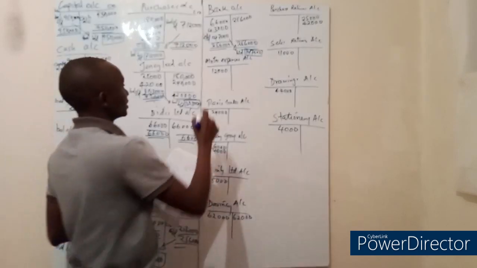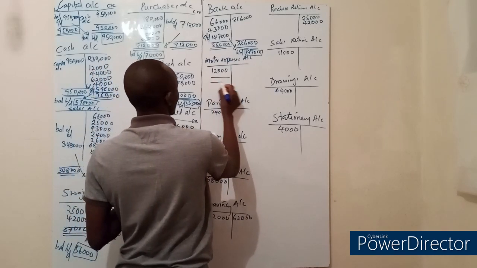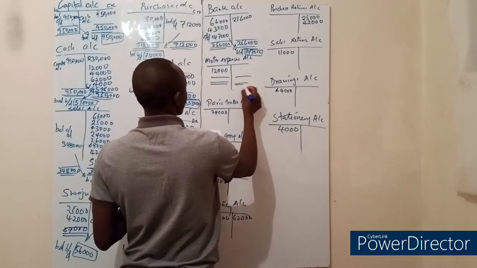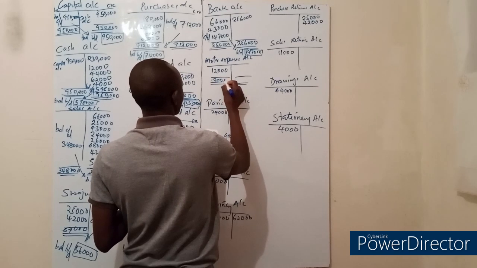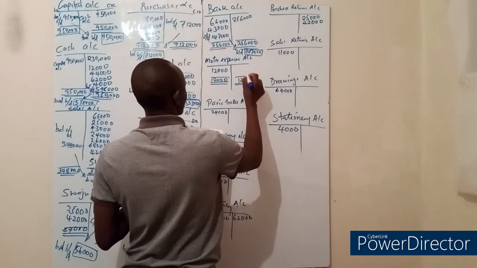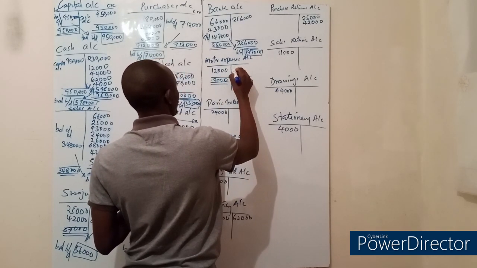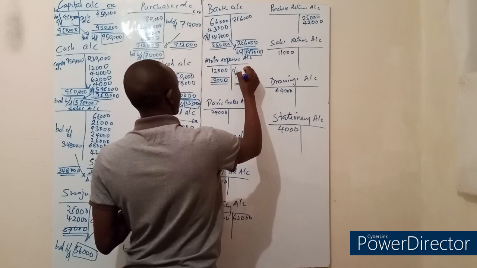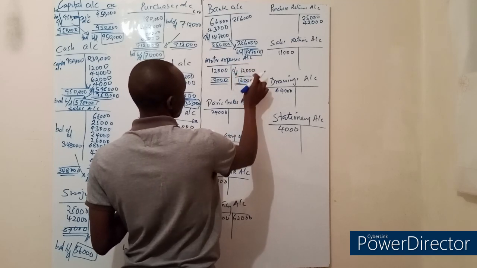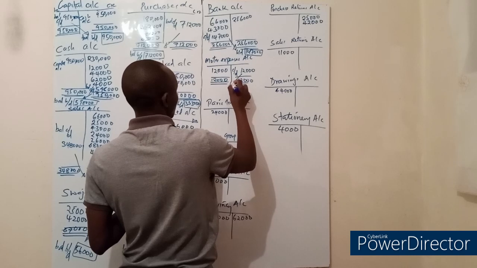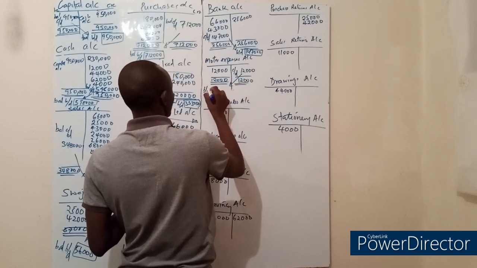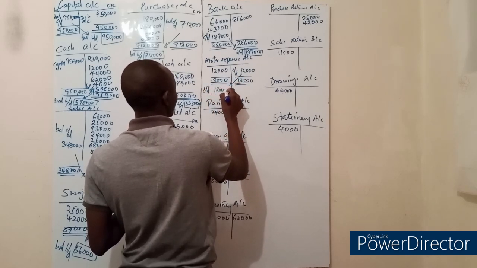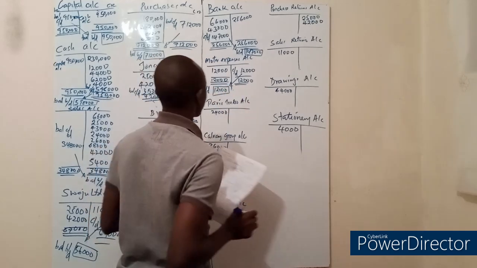Are we together? The motor van account, the debit is more than the other side. So this other side, the credit side, must be 12,000. Balance carried down is 12,000, right? For it to total to 12,000. Directly opposite is our balance brought down of 12,000 shillings.